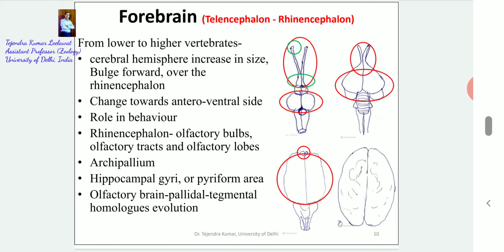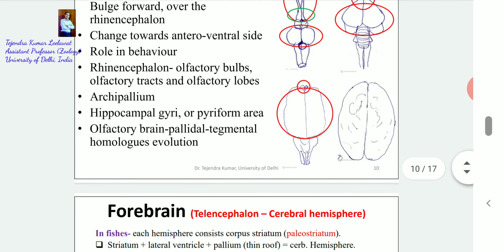Okay, olfactory brain, pallidum, tegmental homologue evolution. This is a special type of evolution, and it is present in the higher animals. It means that the olfactory brain is reduced. Pallidal is a structure, tegmental is also a structure, and they get entrapped under the cerebral hemisphere, and that's why it is called olfactory brain, pallidum, tegmental homologue evolution.